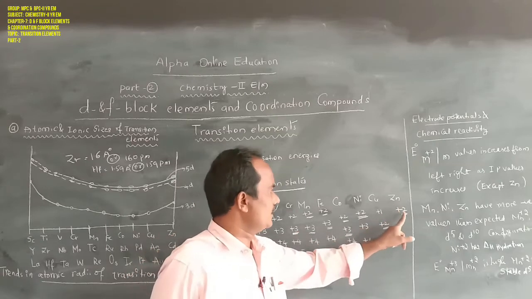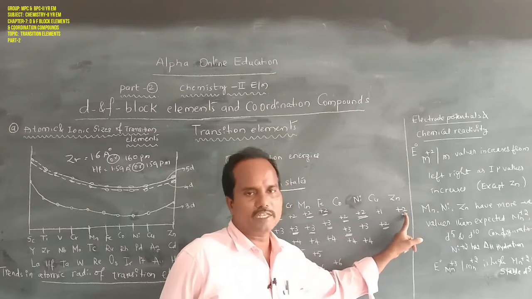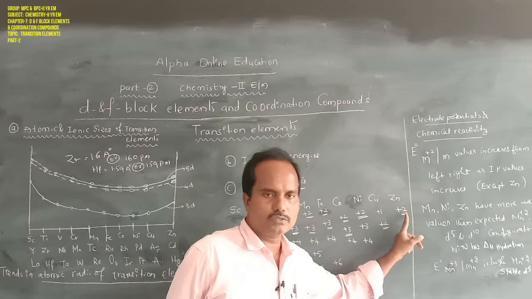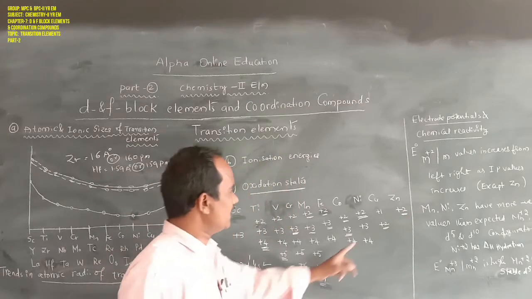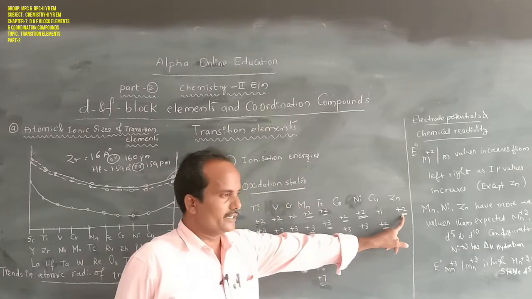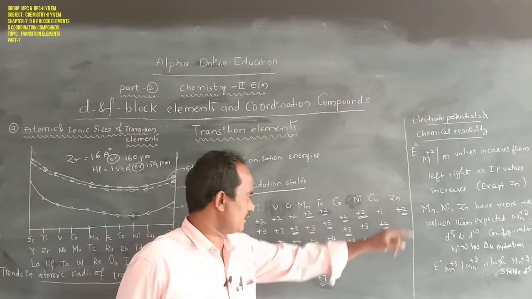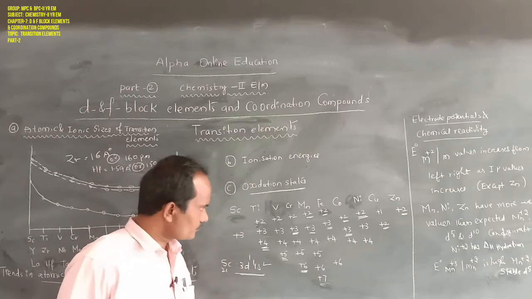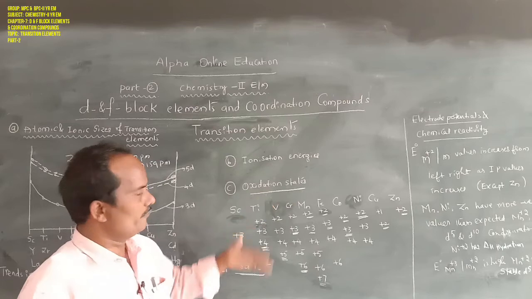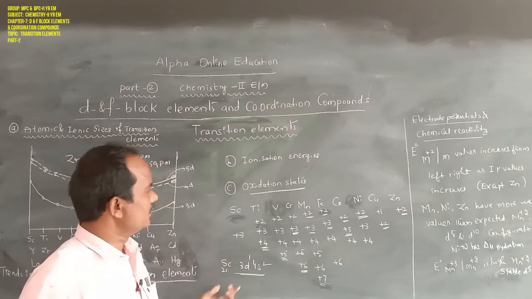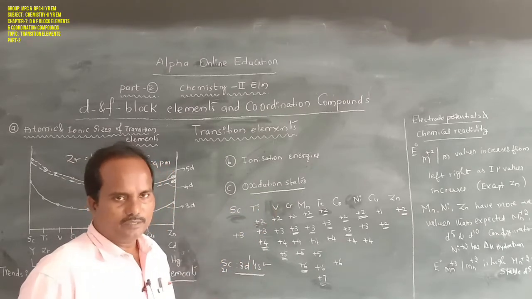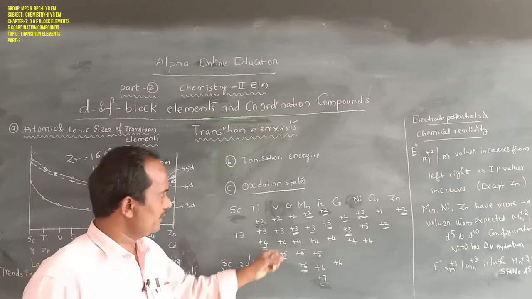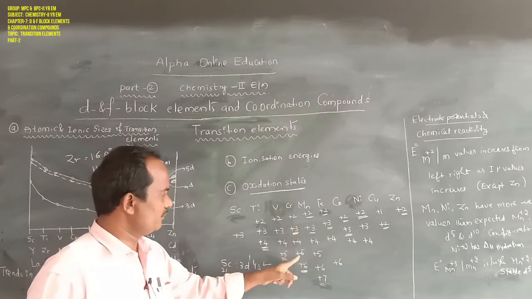Then zinc only exhibits the +2 oxidation state. The d electrons are not involved in chemical reactions, only s electrons. When you observe the variable oxidation states of transition elements, here we are discussing only the 3d series elements.